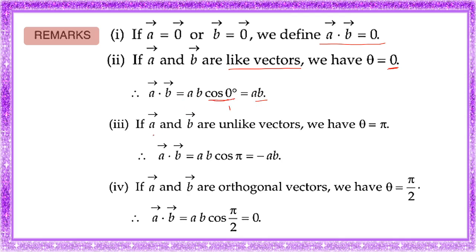Third observation: if A and B are unlike vectors, meaning in the opposite direction, like we have two vectors like this, vector A and this is vector B, then definitely the angle is pi. Cos pi is minus 1, so the result will be minus AB. And if A and B are orthogonal vectors, meaning 90 degrees, pi by 2, then cos pi by 2 is 0, so definitely A dot B will be 0 in this case.